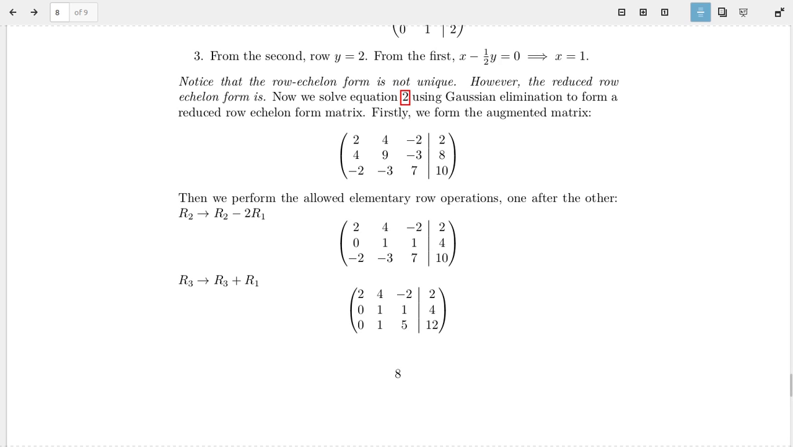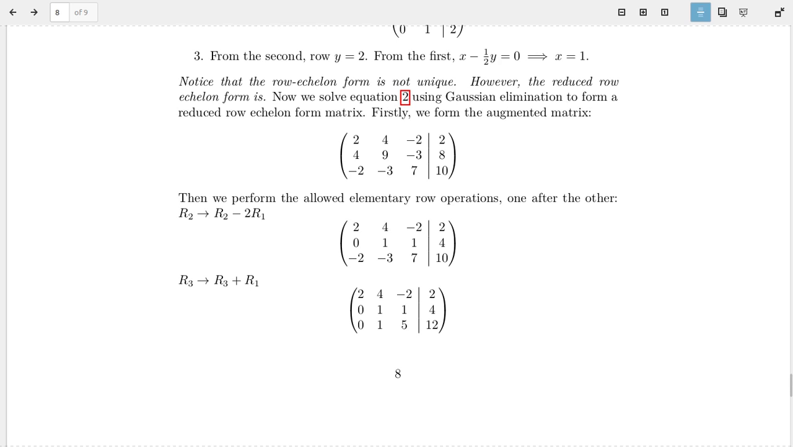Okay, so let's look at the three equations. Remember, this was the coefficient matrix of the equation: 2, 2, 4; minus 2, 4, 9; minus 3, minus 2, minus 3, 7. So this is the coefficient matrix, and of course on the right you had 2, 8, 10. So let's try some elementary row operations, one after the other. How do we proceed? Of course, I want this to go all the way to reduced row echelon form, right?